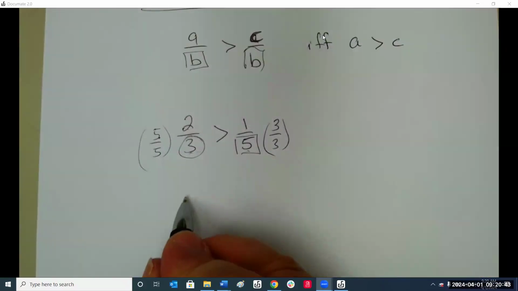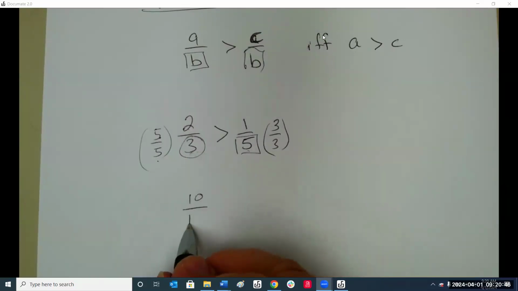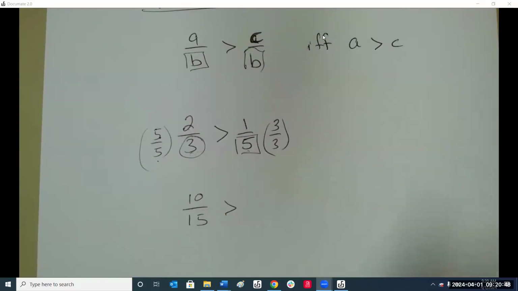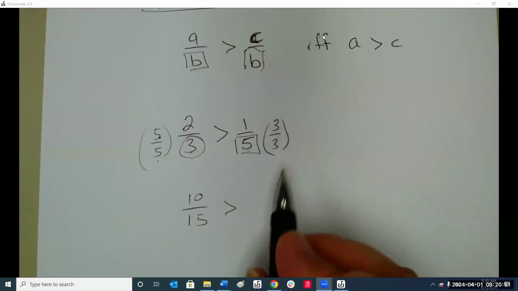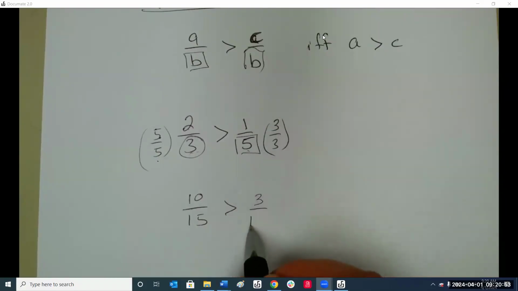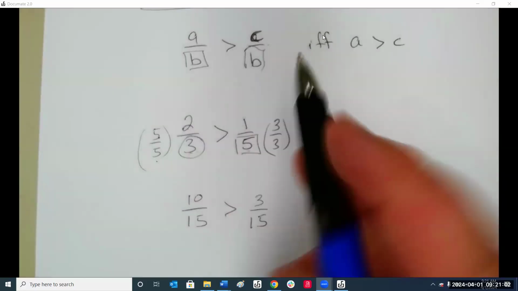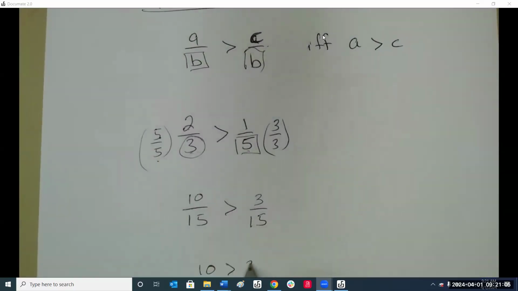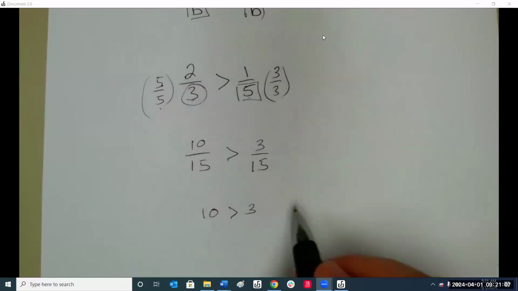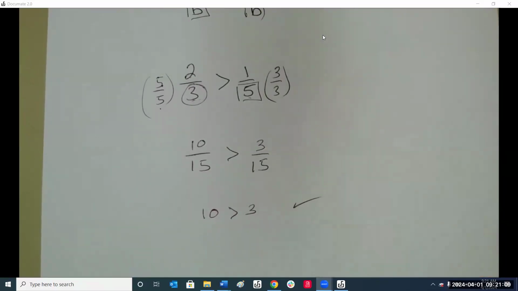So 5 times 2 is 10. 5 times 3 is 15. 1 times 3 is 3. 5 times 3 is 15. Once you have the denominators the same, as this says, only look at the top. Is 10 bigger than 3? Yes. So actually, this is another way of saying what we just did.